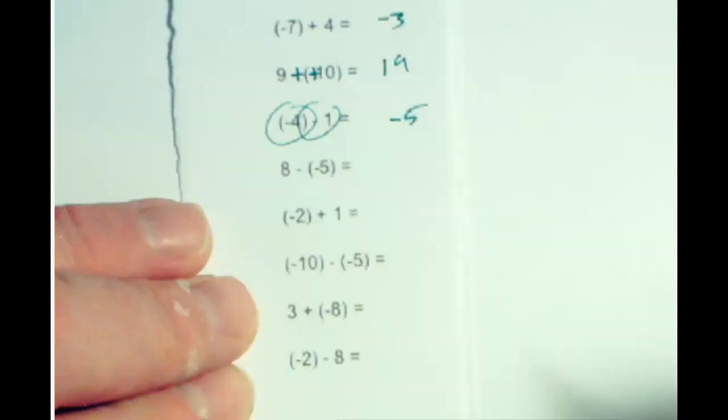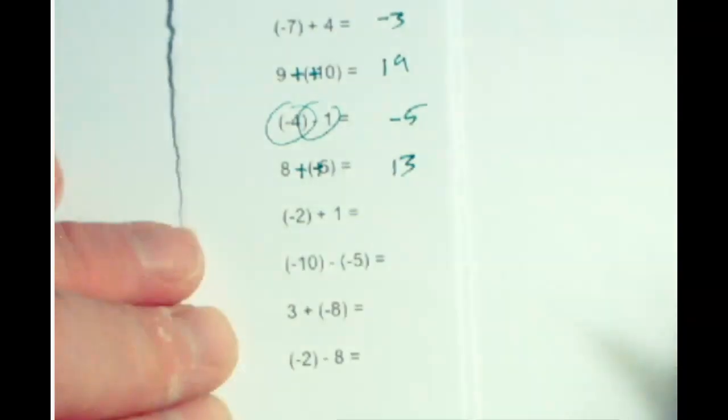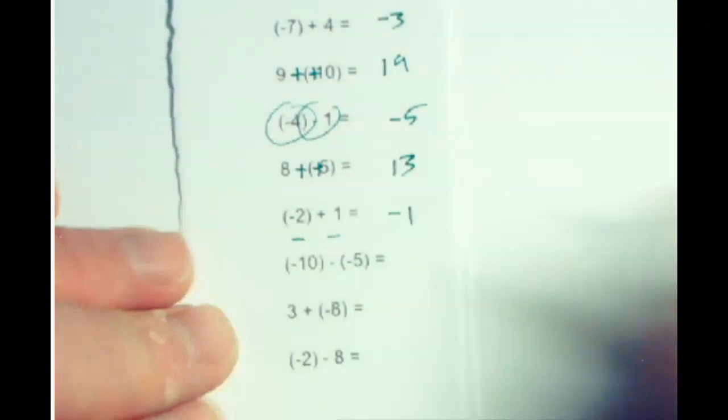These are the same signs. This is negative 5. This is the double shot. Now they're the same signs. 8 and 5 is 13. These are different signs. The difference is 1, and it's negative, because negative 2 has a greater absolute value.